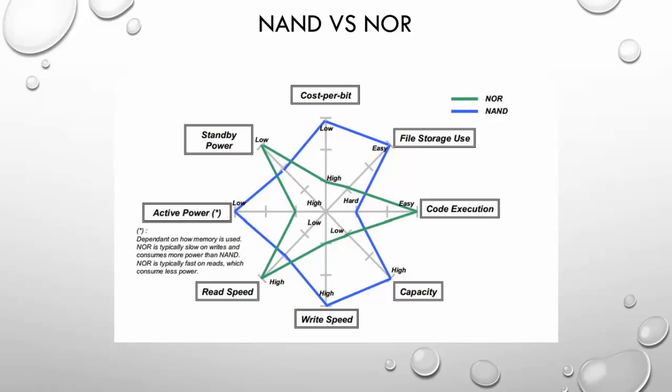Compared to that, NOR has a low standby power, high read speed, and easy code execution, but it has a high active power, a high cost per bit, and a hard file storage use, and it even has a low capacity. So that's a basic overview of why NAND technology is used compared to NOR.